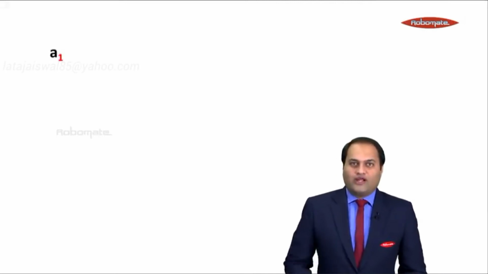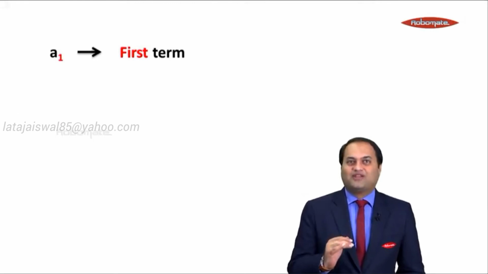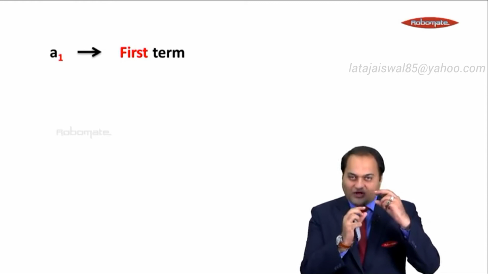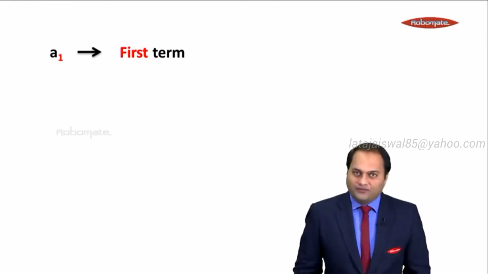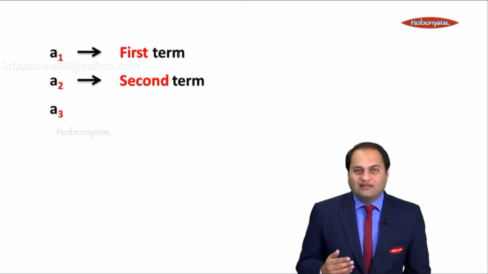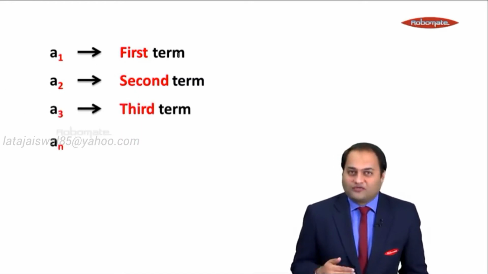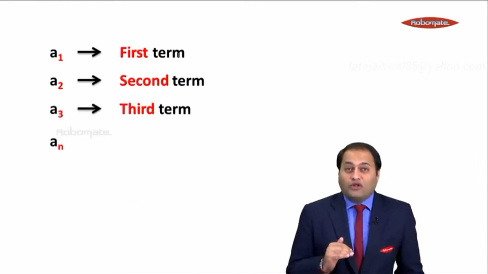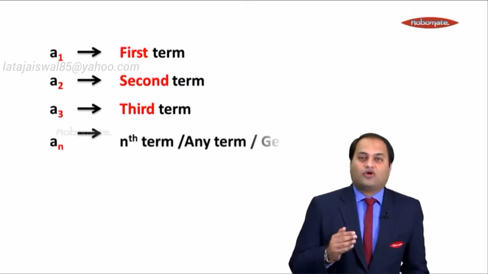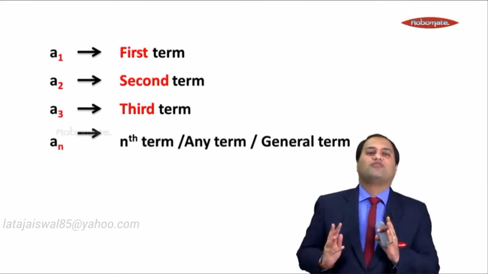Now, we all know that A1 is nothing but the first term of the AP. A2 is the second term. A3 is the third term. A4 is the fourth term, and so on. So what about AN? AN becomes the nth term of the AP, or it is any term of an AP, or we say it is a general term of an AP.